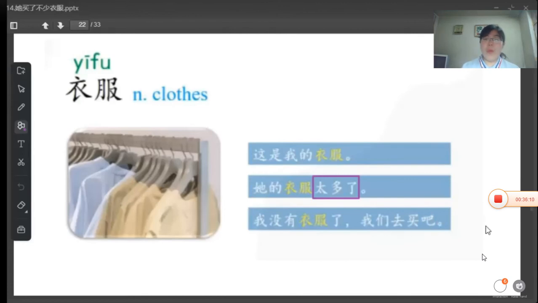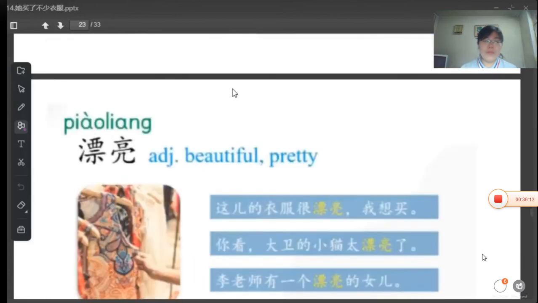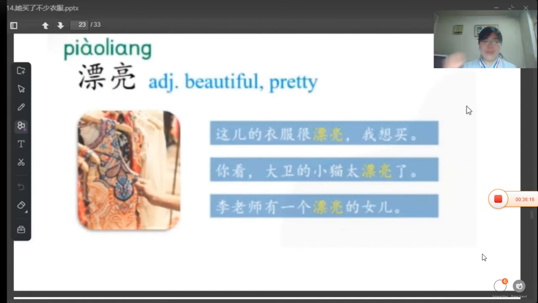漂亮. Beautiful or pretty is an adjective, always used to describe a girl or a woman. 李老师有一个漂亮的女儿。The beautiful daughter. We cannot use 漂亮 to describe the male. How to describe the male? 帅气, handsome. 漂亮 we use to describe the girl.